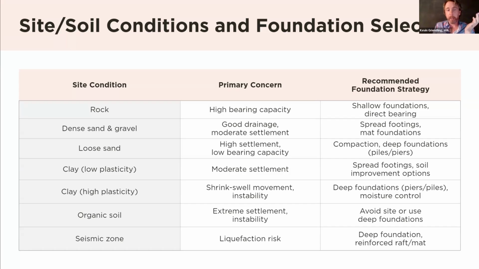It has high shrink and swell movement, and so it's an unstable soil. So in that one, you're going to use deep foundations, piers, and piles, and or employing some degree of moisture control. For instance, there's a lot of high plasticity clay in Southern California, and even if I'm using a shallow foundation, I have to do a lot of moisture control.